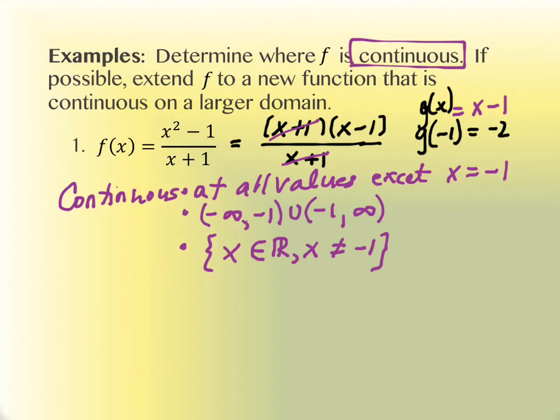And otherwise, the graph actually looks like this one. It looks like a line, y equal x minus 1. It looks just like a line, but it's got a hole in the graph at x equal negative 1. So let me show you how we extend this graph next.